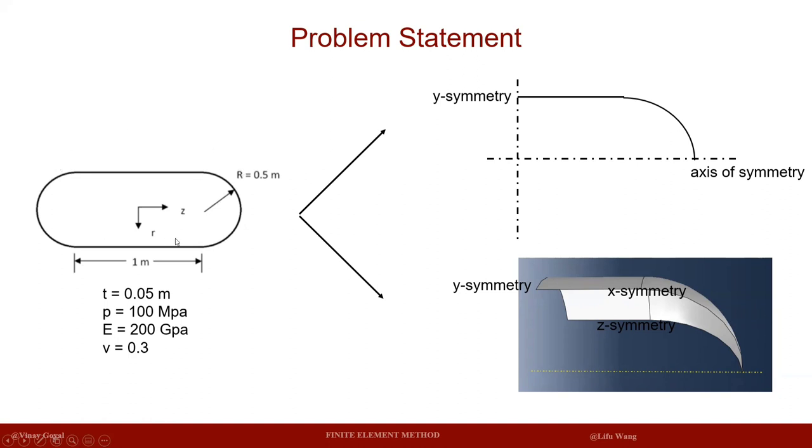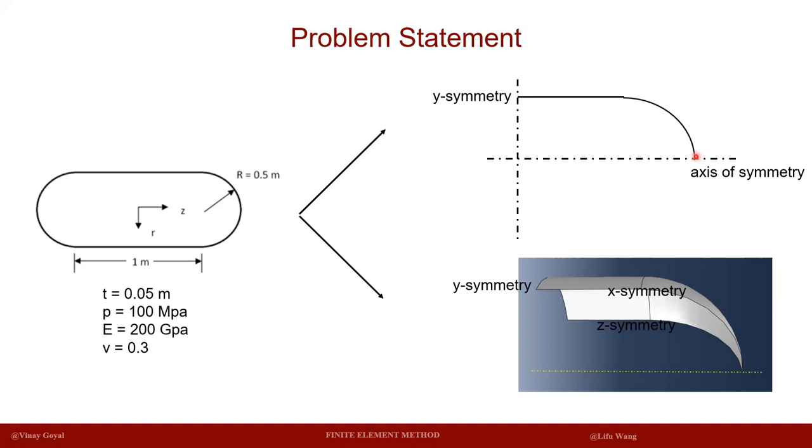The pressure vessel is made of steel whose Young's modulus is 200 gigapascal and the Poisson's ratio is 0.3. Since the geometry and the loadings are both axisymmetric, we're going to simulate this geometry in two different ways. The first one is by simulating that using axisymmetric elements.